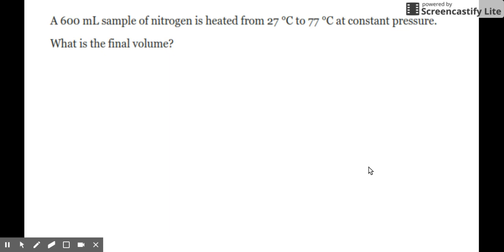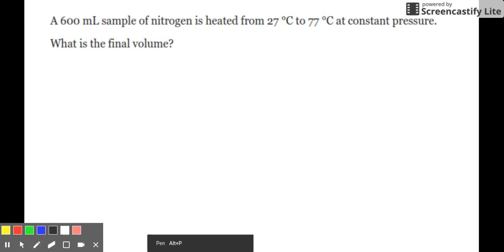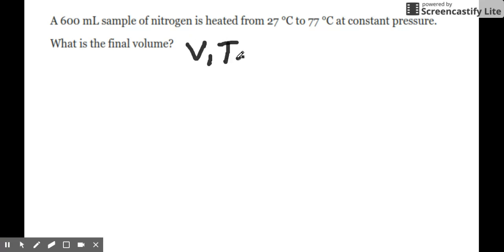Charles's law applications to problem solving. In this short video, we'll tackle how to apply our Charles's law mathematical equation for the direct relationship of volume and temperature. Just to recall, Charles's law is V1 T2 equals V2 T1. That is the final mathematical expression of the direct relationship of volume and temperature.